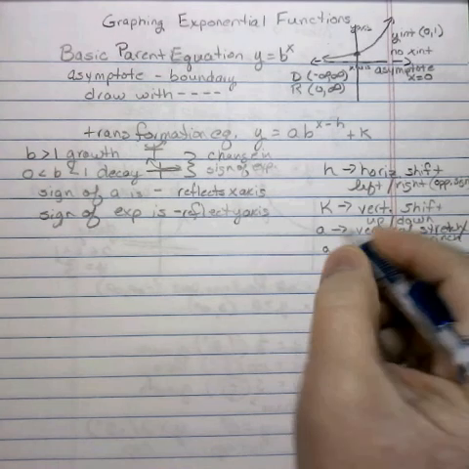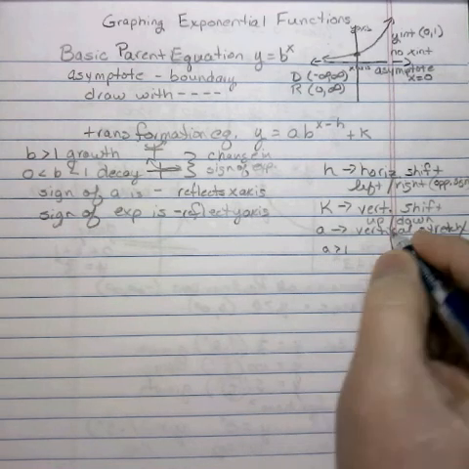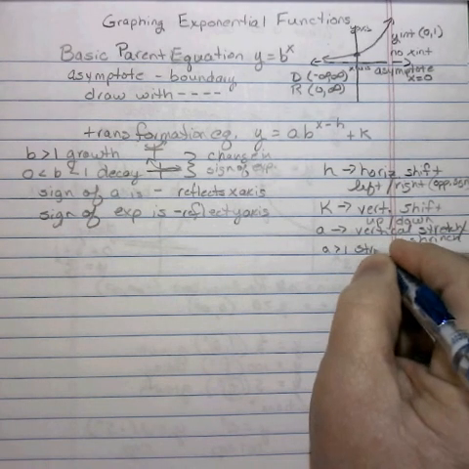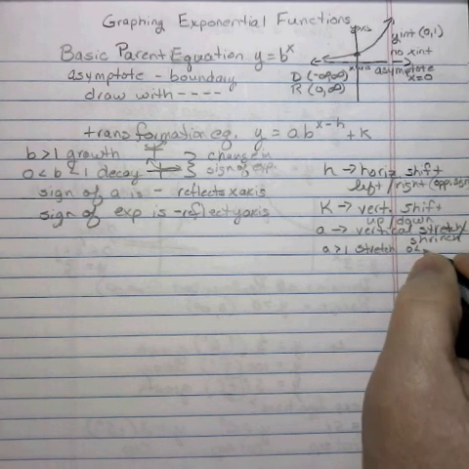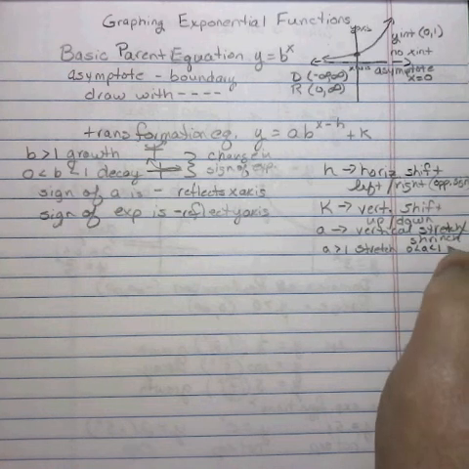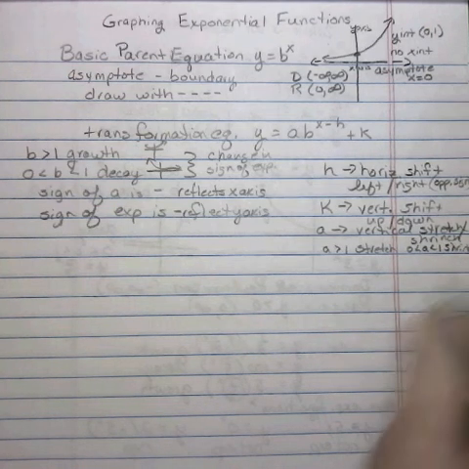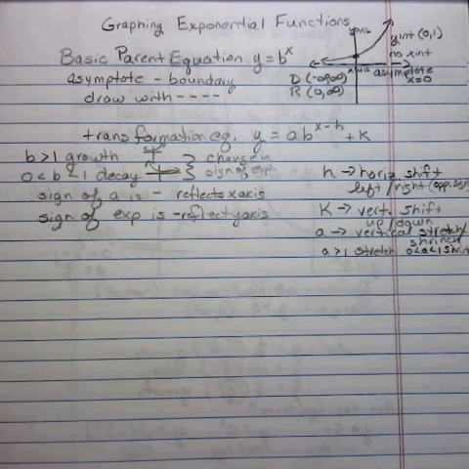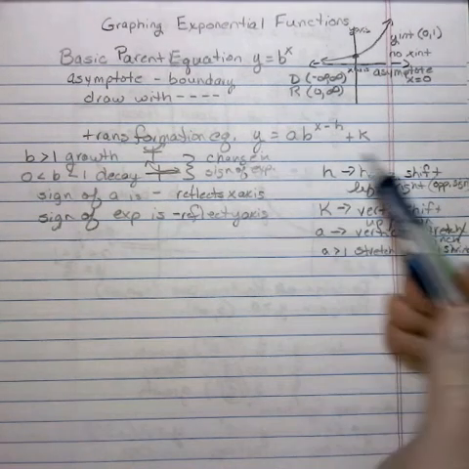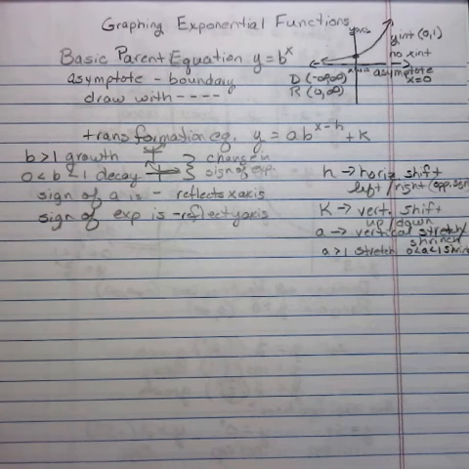So if a is greater than 1, it's going to be a stretch, where if a is between 0 and 1, it's going to be a shrink. So kind of like things that we have looked at before with other functions, same thing can happen with our exponential functions. So let's look at some specific examples. We've kind of done the rundown on what the values in particular locations will be. Let's look at some particular things.